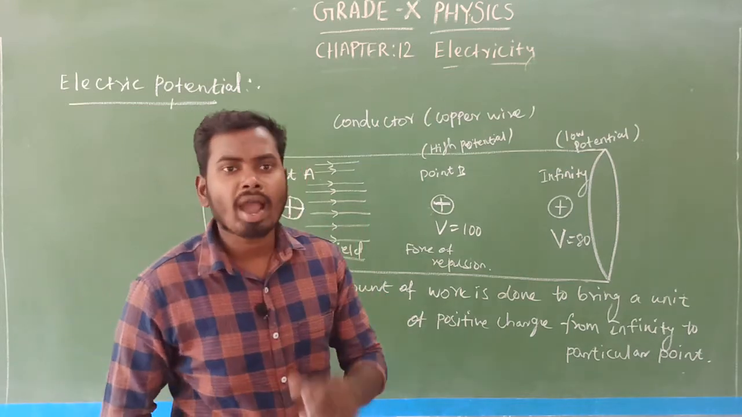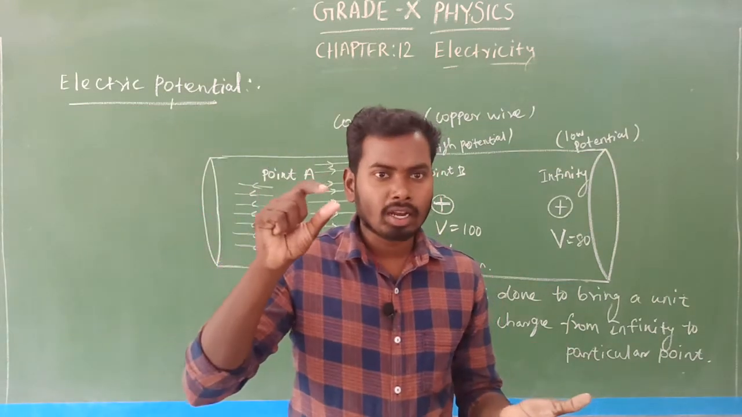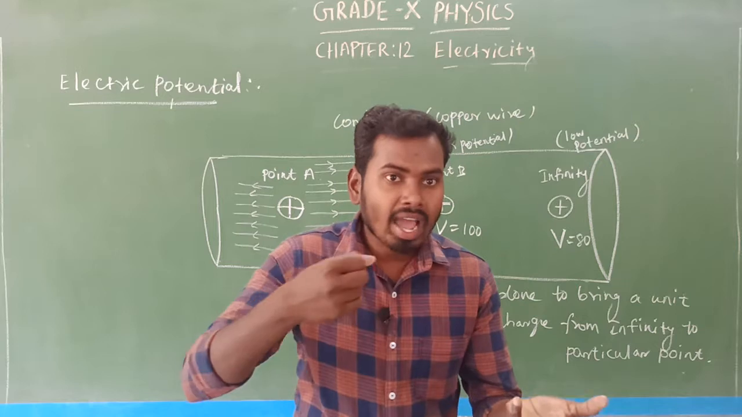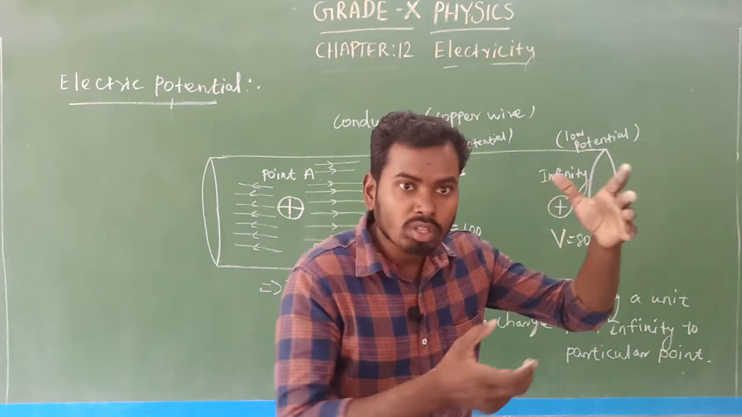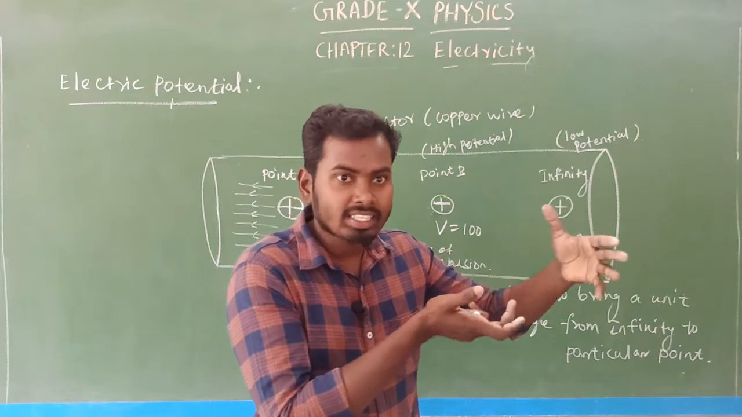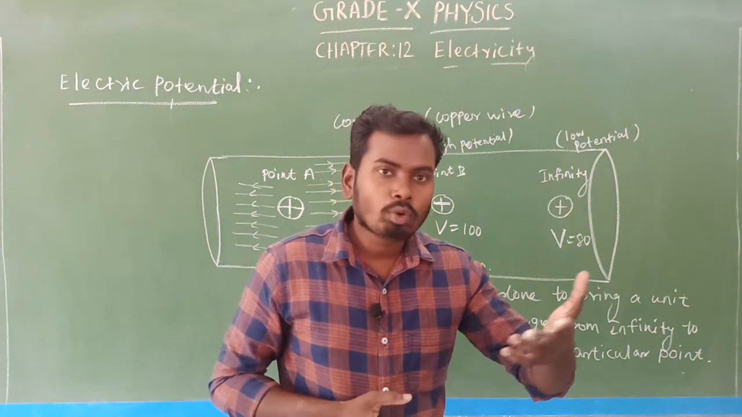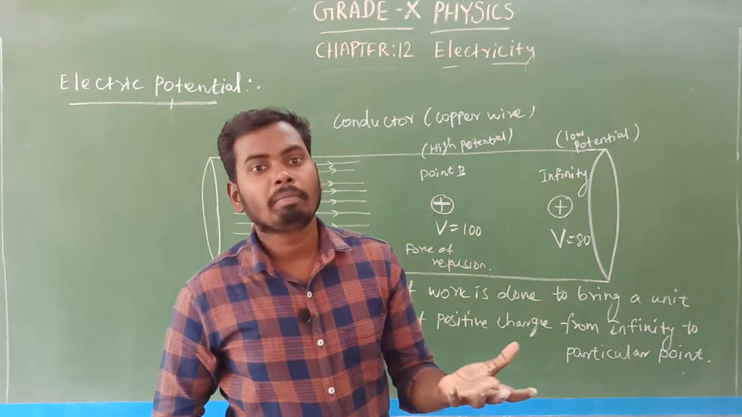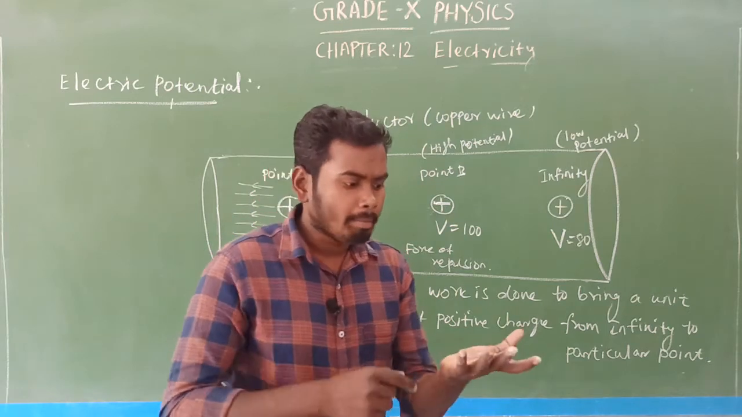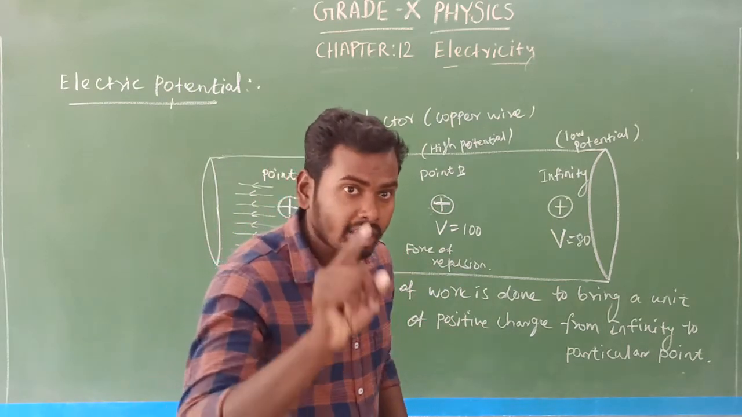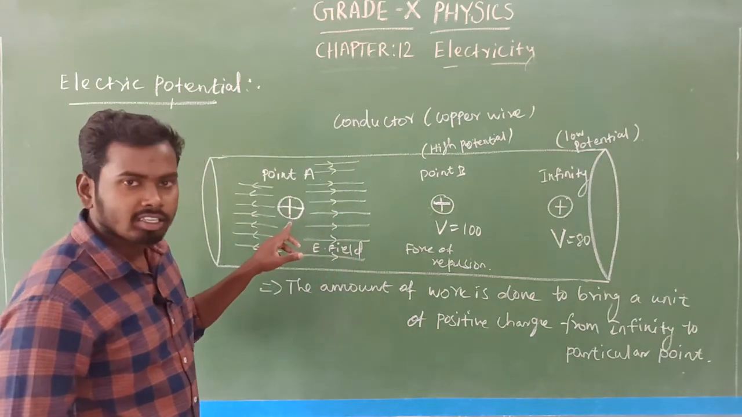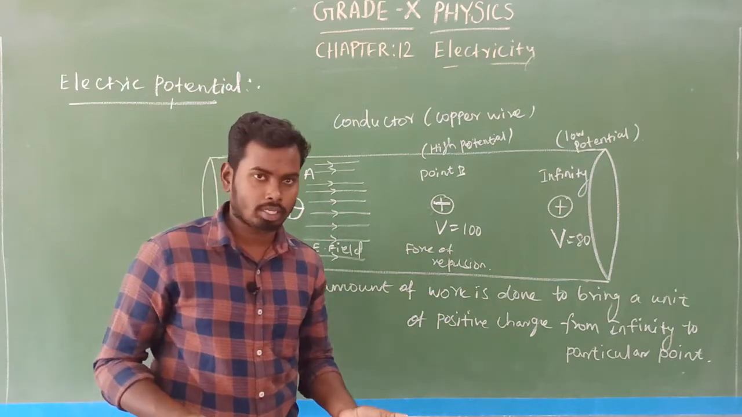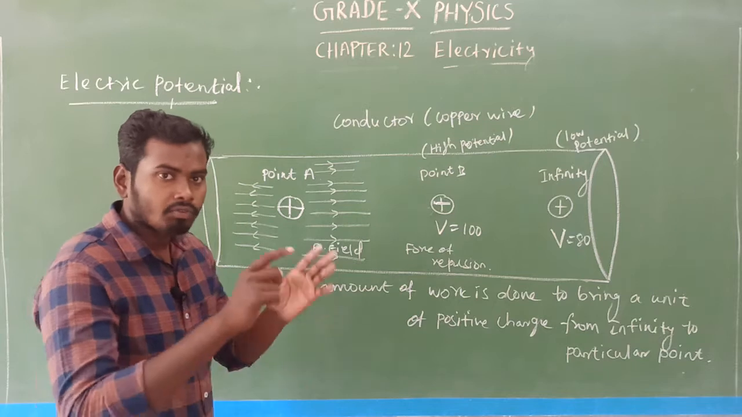For example, take one magnet and take one magnetic material. If you bring the magnet very closer to the magnetic material, what will happen? The magnet will attract the magnetic material even though there is some distance between them. Why? Because the magnet creates magnetic field around it. Likewise, note this point, the electric charge also creates electric field around it.